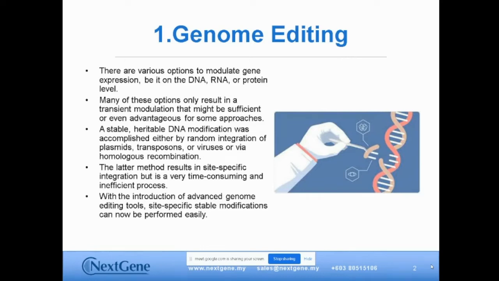Okay, so without further ado, let's start with the first agenda of today, which is a brief introduction to genome editing. There are actually various options to modulate gene expression, and this can be done on either the DNA, RNA, or protein level. Many of these options will result in a transient modulation only. In order to have a permanent effect, a stable heritable DNA modification was accomplished either by random integration of plasmids, transposons or viruses, or even via homologous recombination.